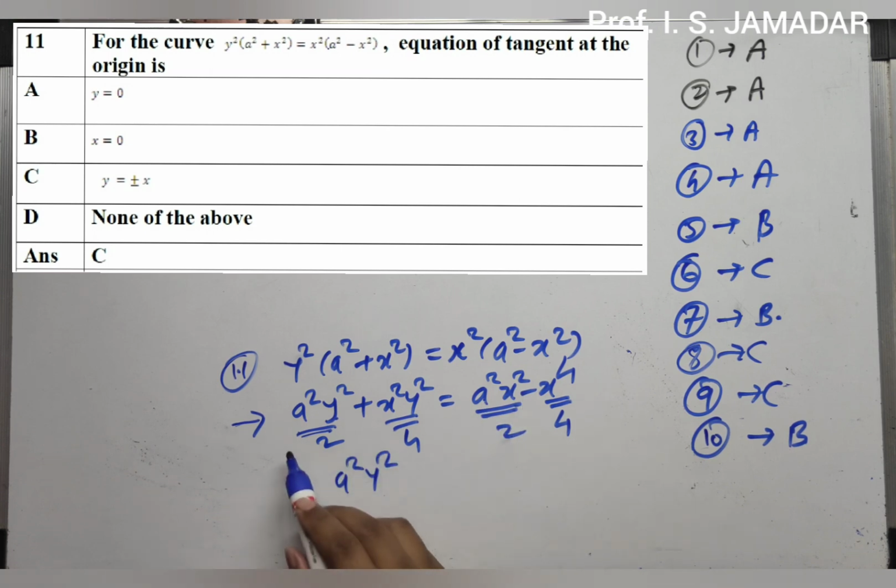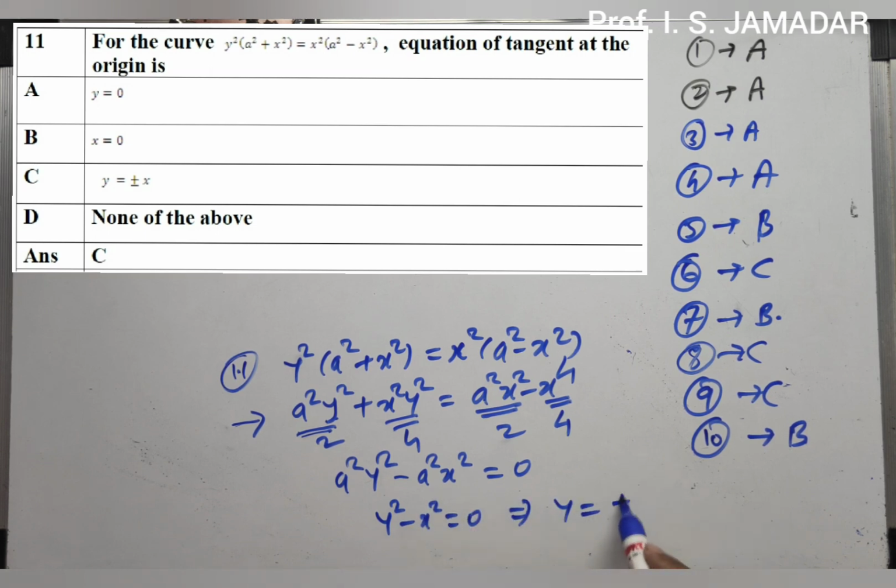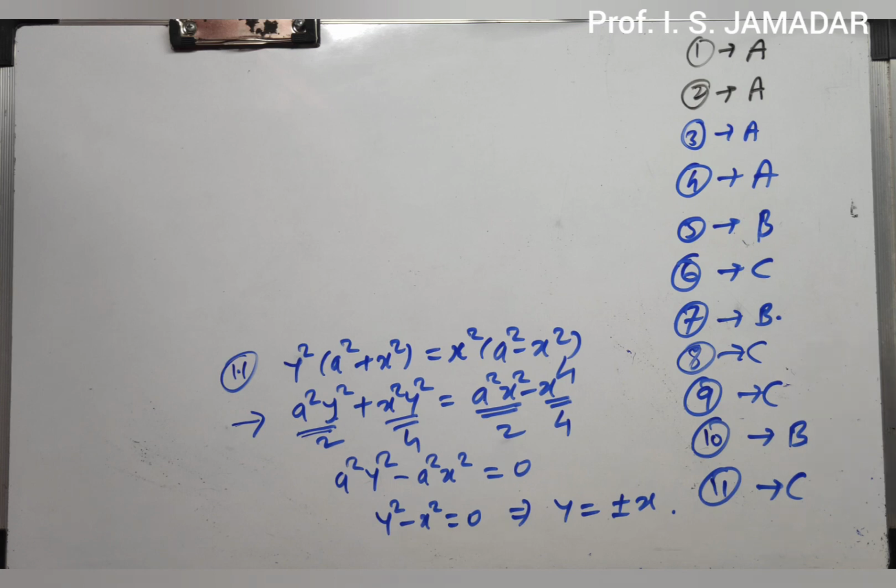So least degree term a square y square, after shifting this it will be minus a square x square, equate this to 0. So that will give you y square minus x square equal to 0. That implies y is equal to plus or minus x. So option C. For question number 11, answer is option C. Okay.